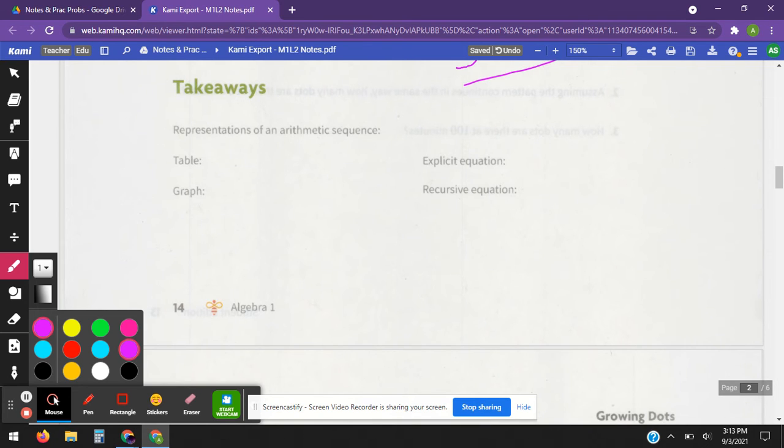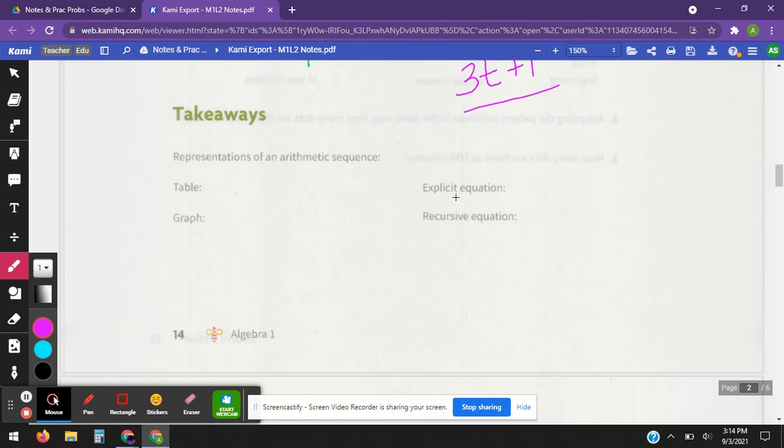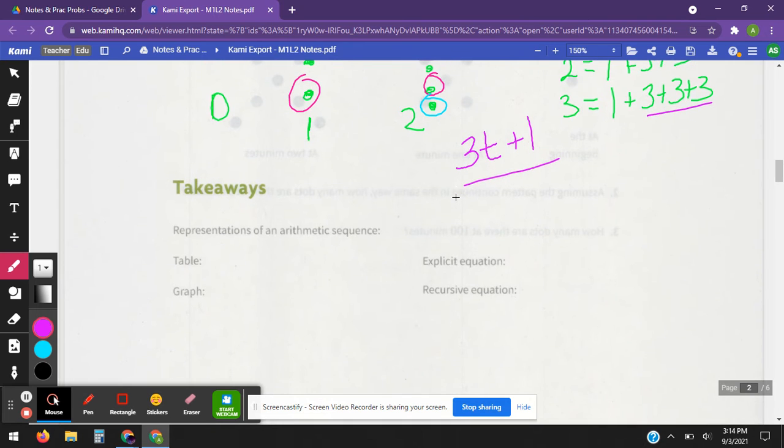All right, so for my takeaways, the representations. The representations are as follows: table, graph, explicit equation, recursive equation. So we did not talk about the recursive quite yet, but we will be showing that one here as well. Let's just show that on here. Let's do it on this guy. So we had our first term was 0, t equals 0. And then we took our current term was the previous term.